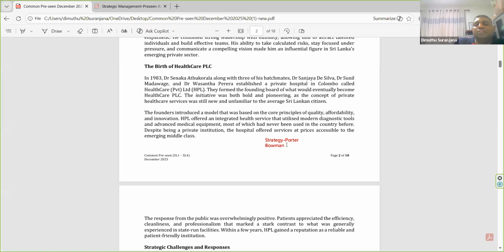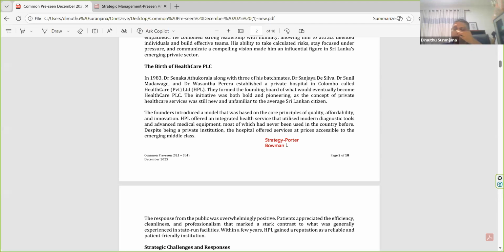HPL offered an integrated healthcare service that utilizes modern diagnostic tools and advanced medical equipment, most of which had never been used in the country. So they introduced new medical equipment that was not even used by the state sector hospitals. Despite being a private institution, the hospital offers services at prices accessible to the emerging middle class. So that was affordable service. The response from the public was overwhelmingly positive. Patients appreciated the efficiency and streamlined provision, which marked a stark contrast to the general experience of state-run facilities. So patients were happy.